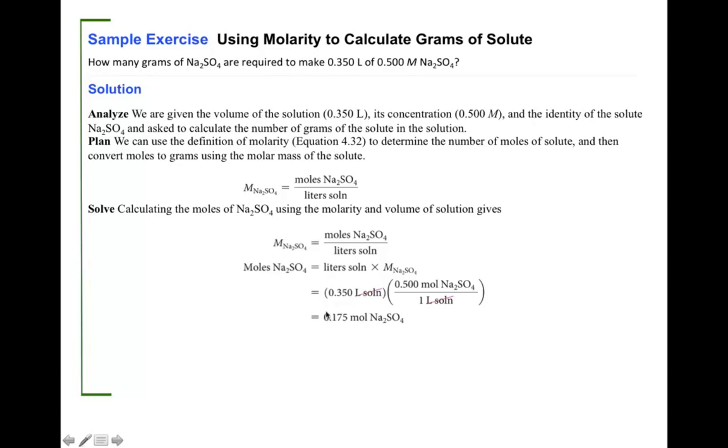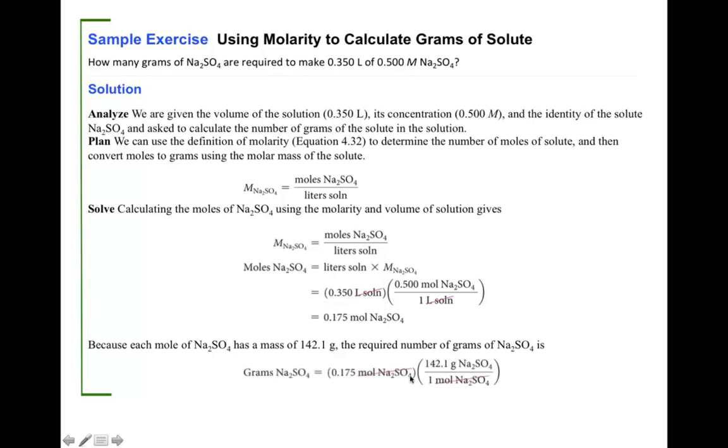Now that we have the moles, we can calculate the mass of sodium sulfate by using what? What can change the units from moles to grams? The molar mass. So in that way, we can use the molar mass of sodium sulfate, which is 142.1 grams per mole. We multiply the moles that we obtained in this calculation times the molar mass of sodium sulfate. In that way, we can have the grams.